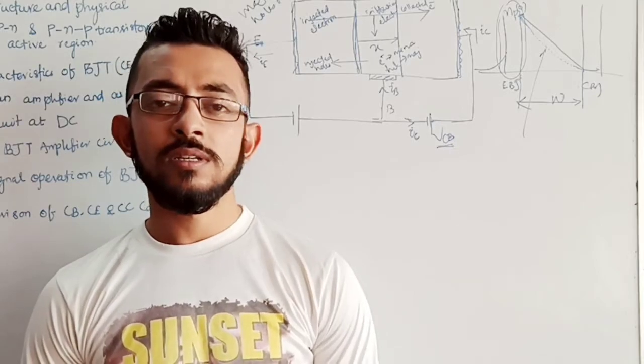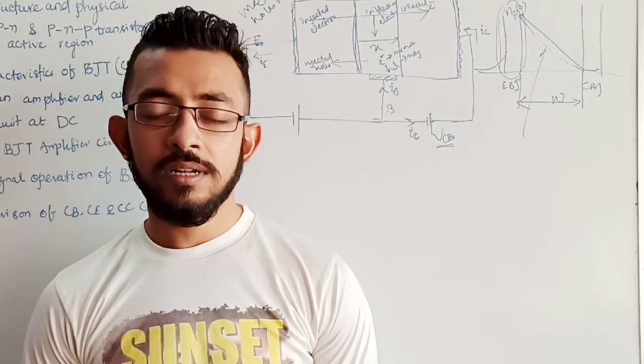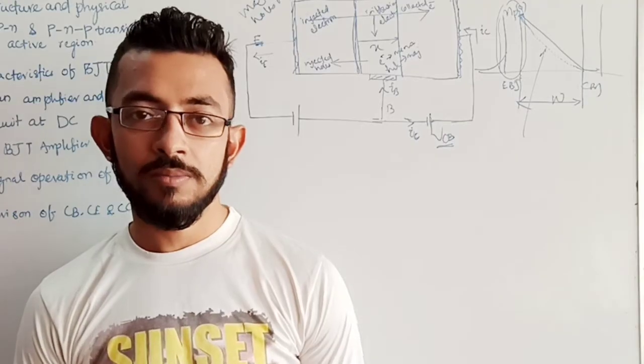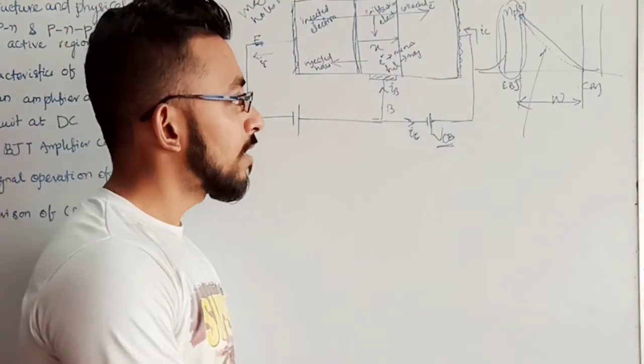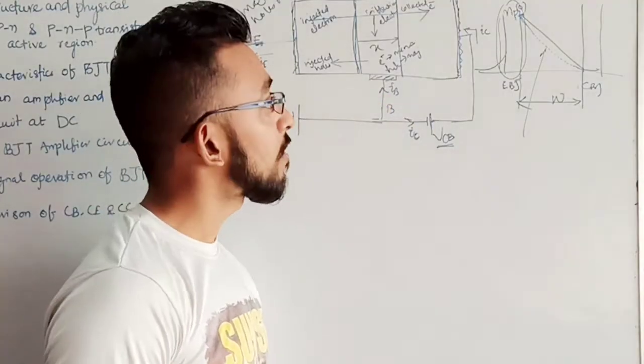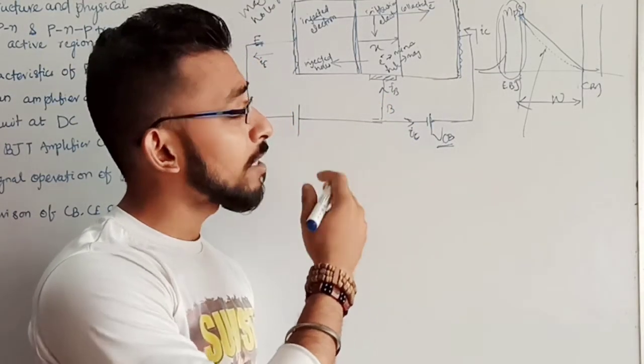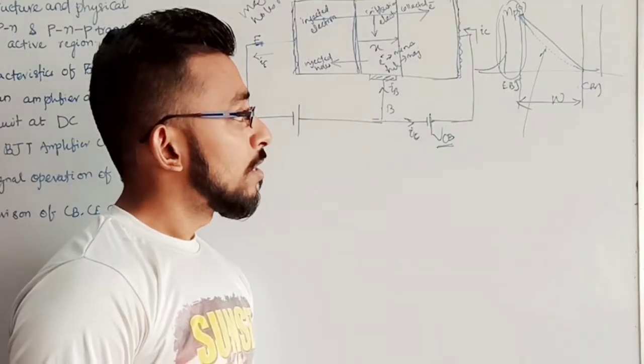Today we will see the three types of current that flow in the BJT, that is IC, IB and IE. For the three terminals there are three currents, and we will see all three currents and how they are flowing.